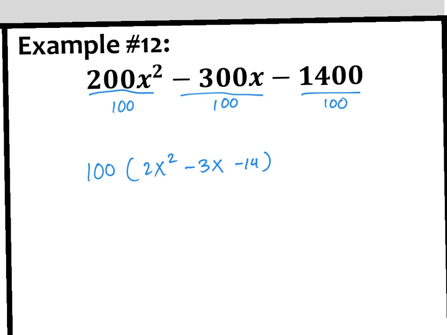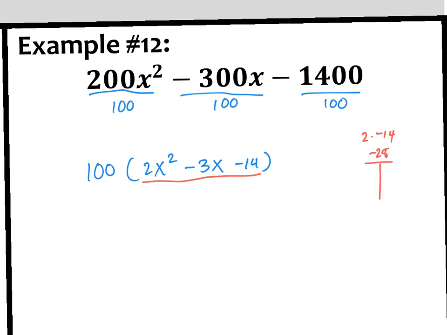Okay, we still have this in the middle now that we need to factor. Okay, a times c, because my a is greater than 1, so I have to do the a times c process and split the middle. 2 times negative 14 is negative 28. Two numbers that multiply to be negative 28 that add up to be negative 3.